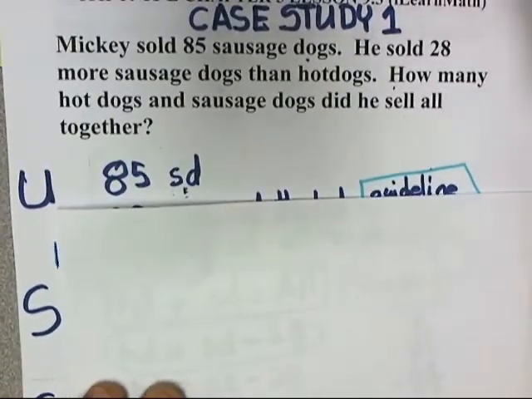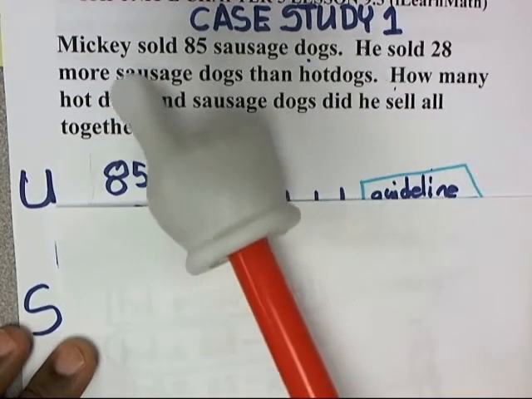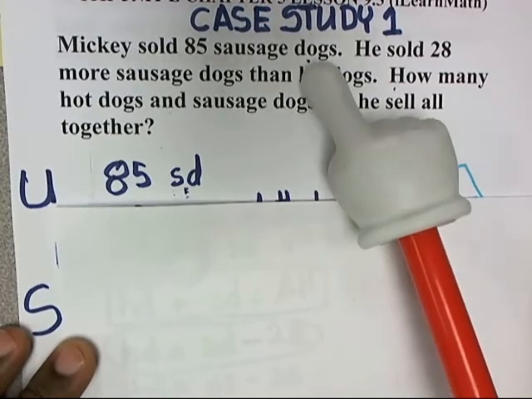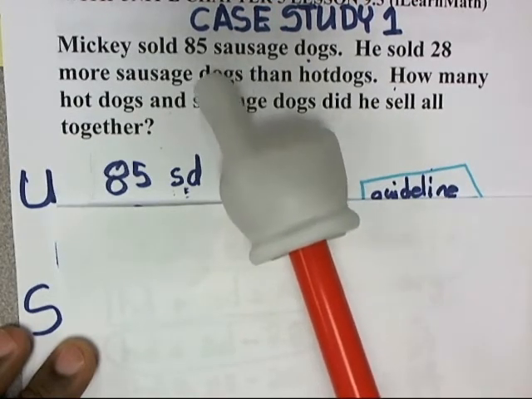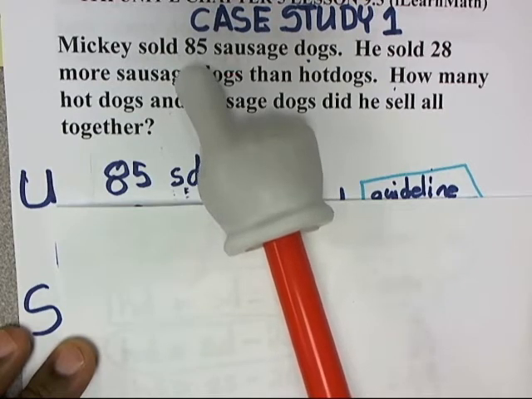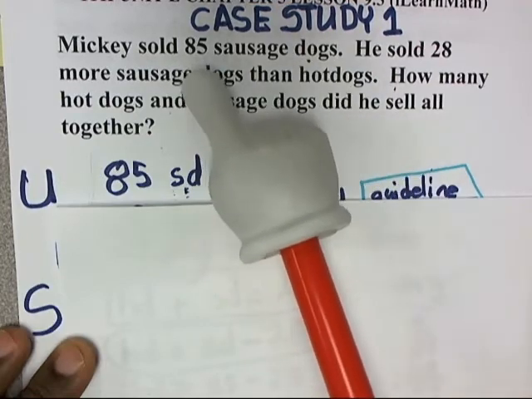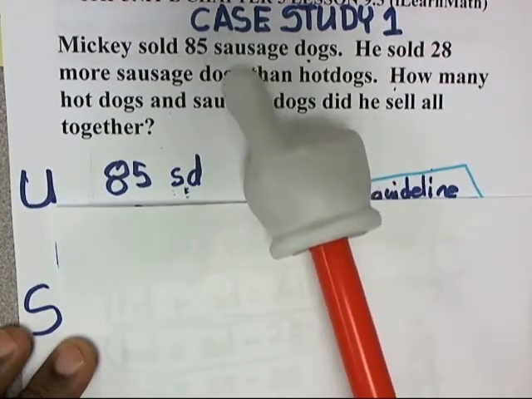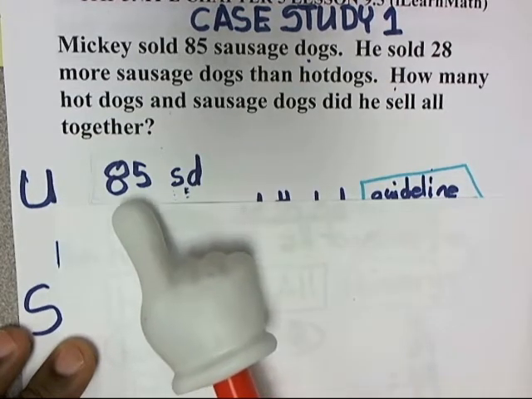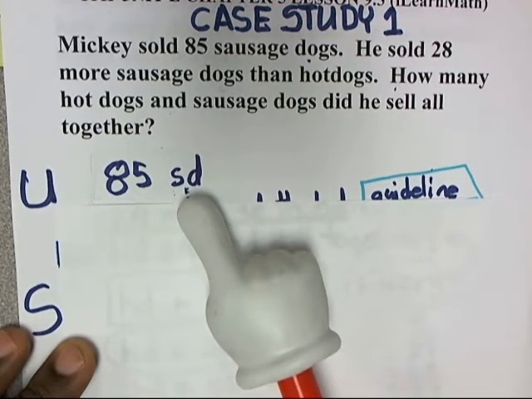The first step in analyzing or understanding the problem is to analyze each sentence. So we'll start with the first sentence. Bring it down so you can see it. Case study number 1. It says Mickey sold 85 sausage dogs. So I'm going to focus in on the number 85, and the word that goes with it is sausage dogs. I'm going to use my shorthand for sausage dog and use SD. So I wrote 85 SD.